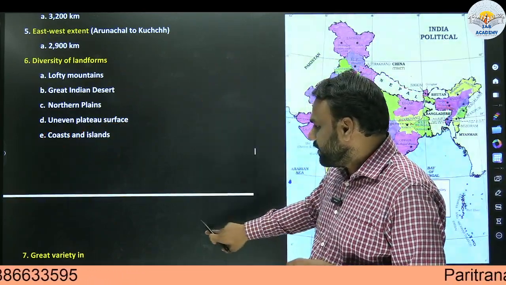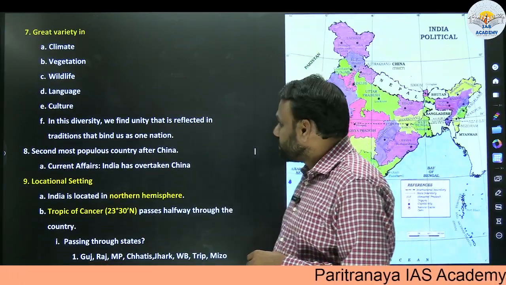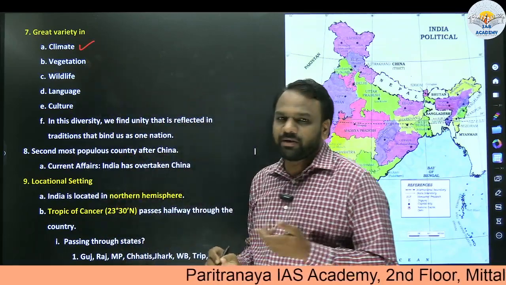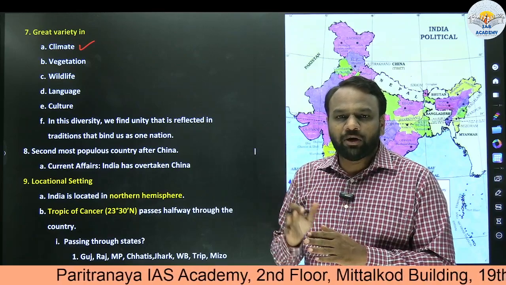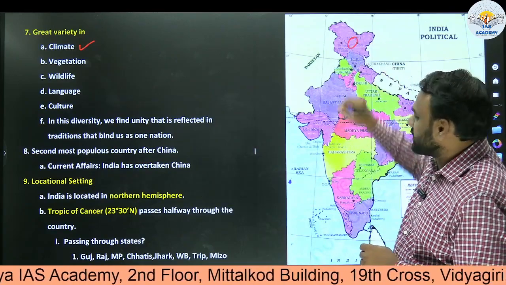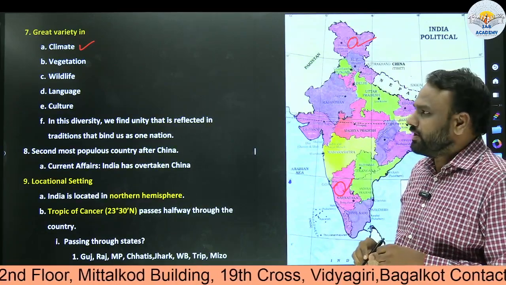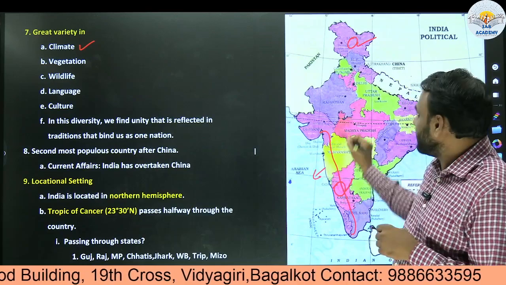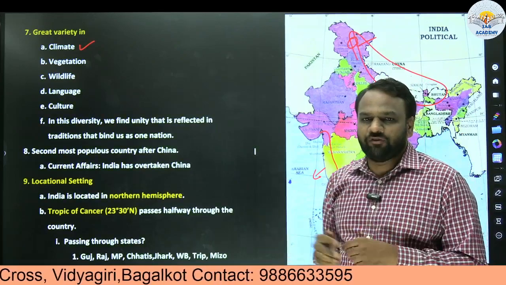Next, apart from this, we also find diversity with respect to other things. There is great variety with respect to climate. What do we understand by climate? The temperature or the pressure present in one part of India might not be the same in another part of India. For example, the temperature in Jammu and Kashmir may not be the same as that prevalent in Karnataka. So climate is different. Vegetation: the type of trees which grow in the Western Ghats might not be the same as the type of trees which grow in the Himalayas. So vegetation is also different.